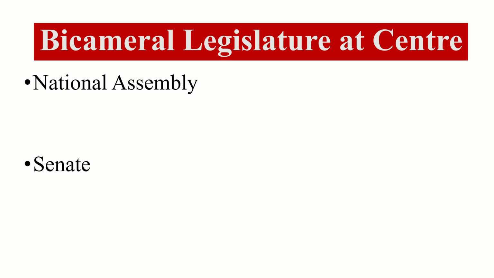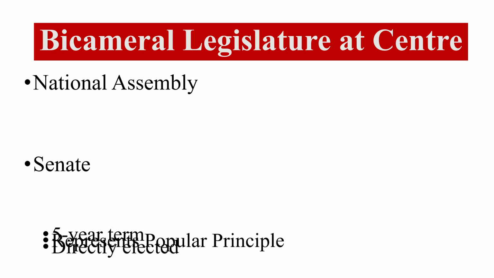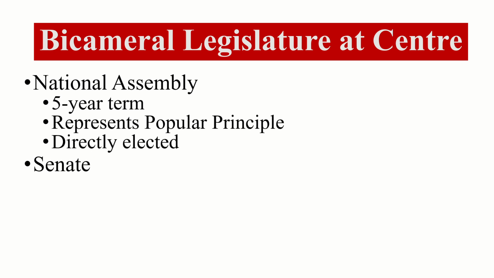At the center or at the federal level, there is a bicameral legislature which comprises two houses: the National Assembly, the lower house of parliament, and the Senate, the upper house of parliament. The National Assembly is elected for a 5-year term and it represents the popular or democratic principle because it is directly elected by the people.